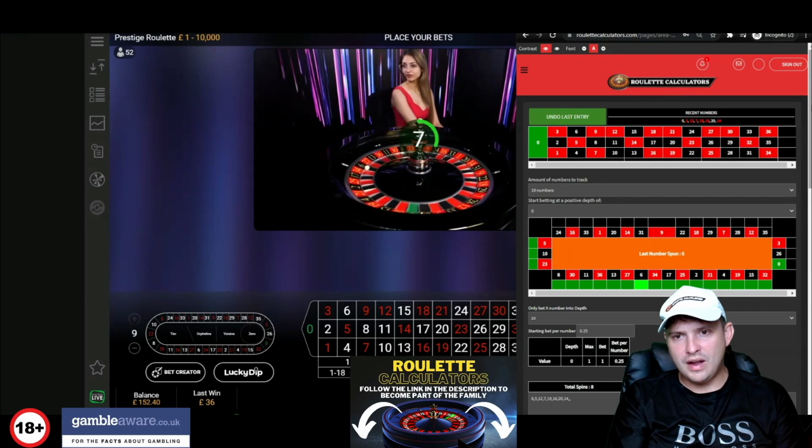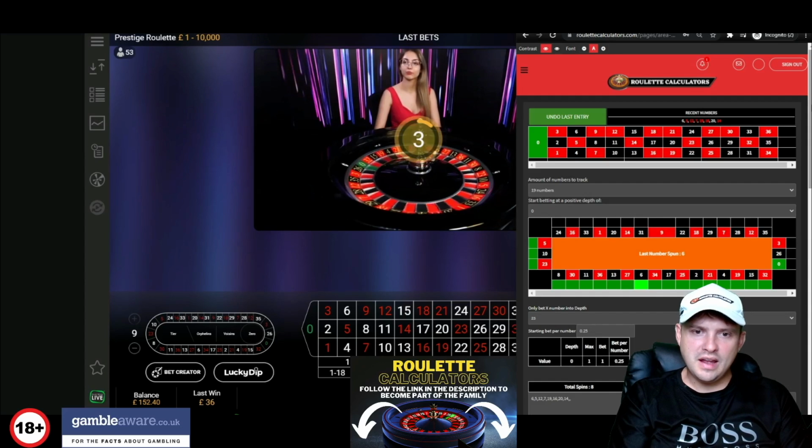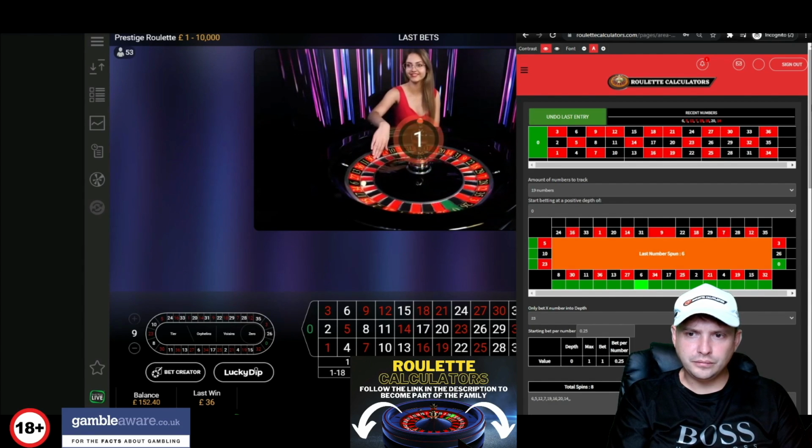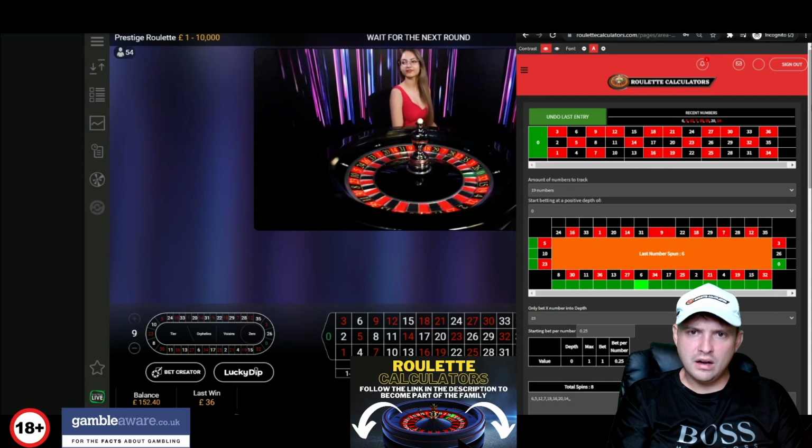Probably going to go straight back on the highlighted. Not sure. I think he's playing it a bit more cautious because he played before, he had a bit of bad luck there with that last dealer.